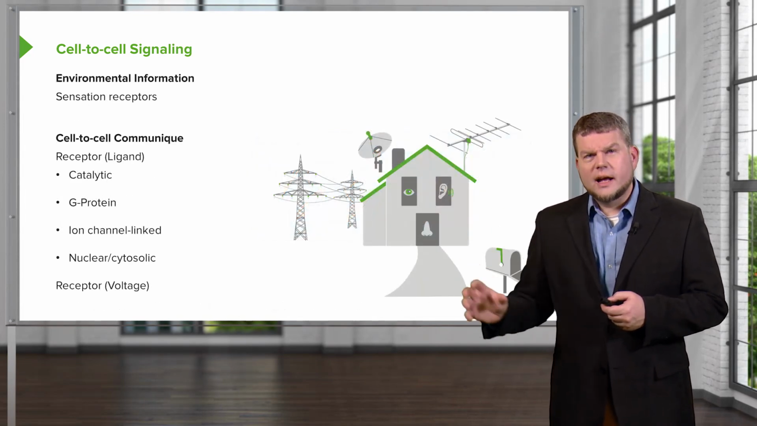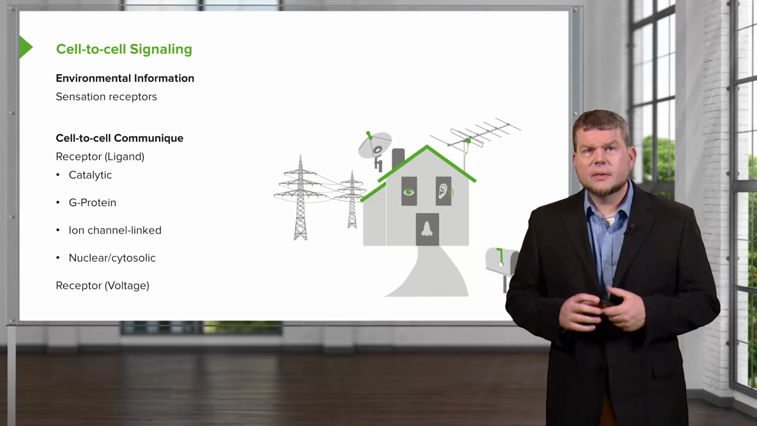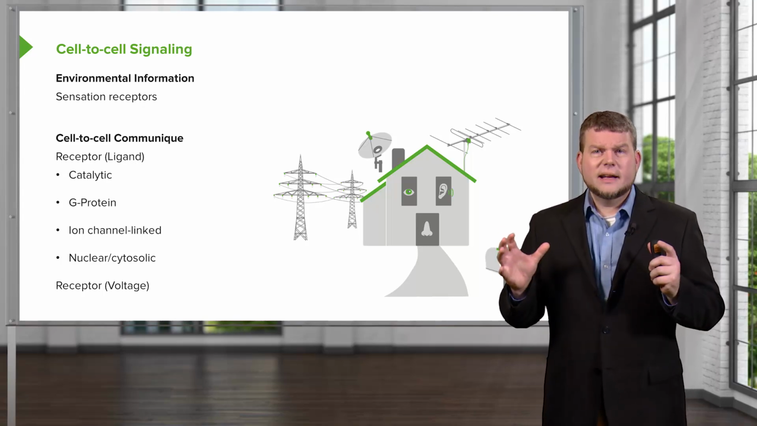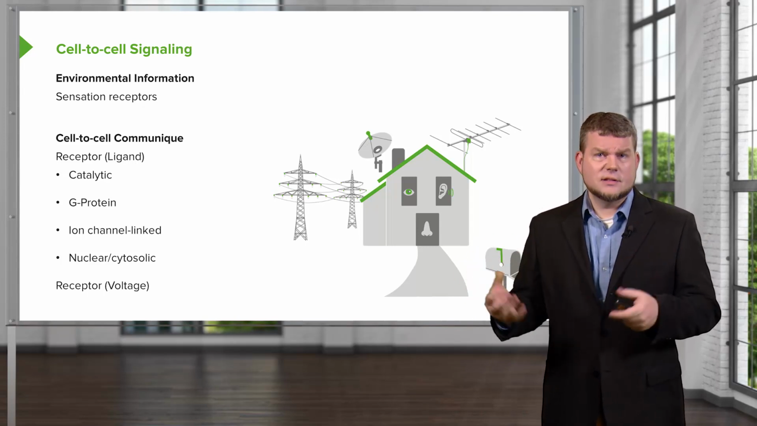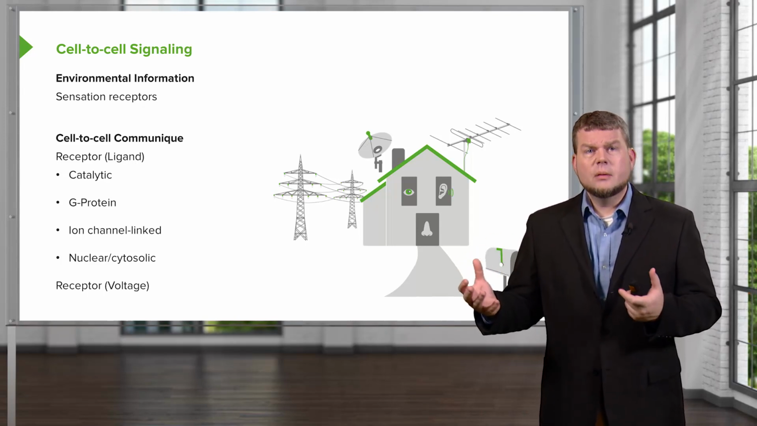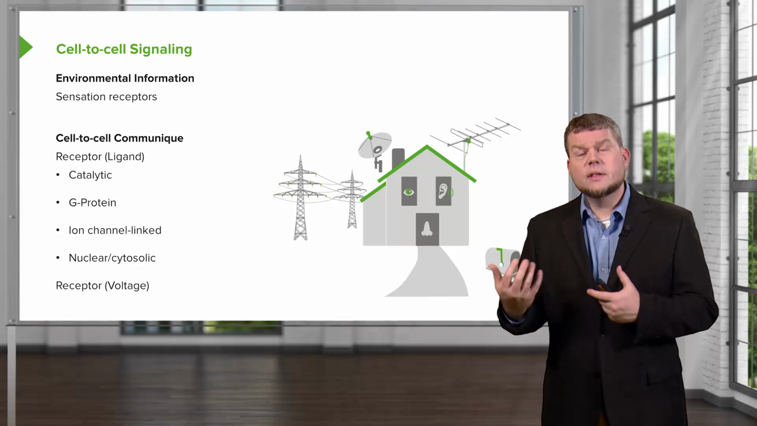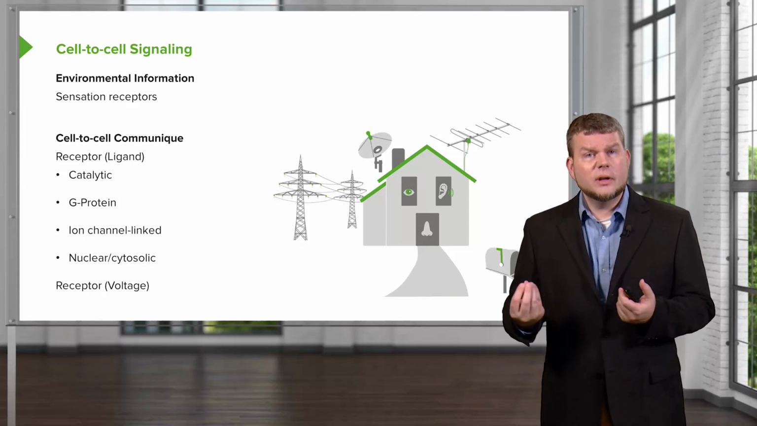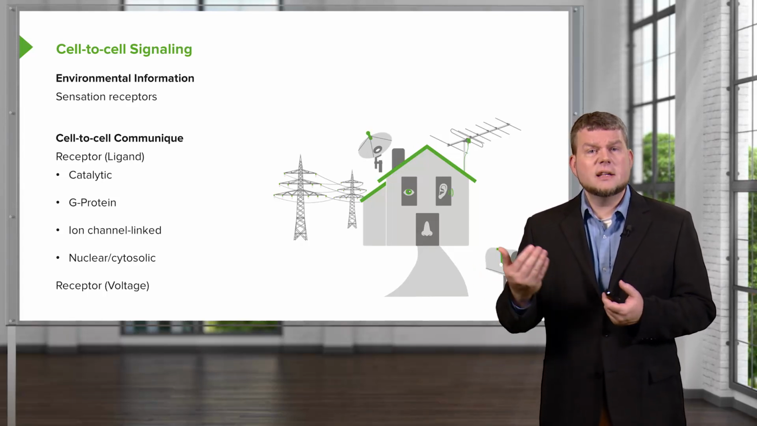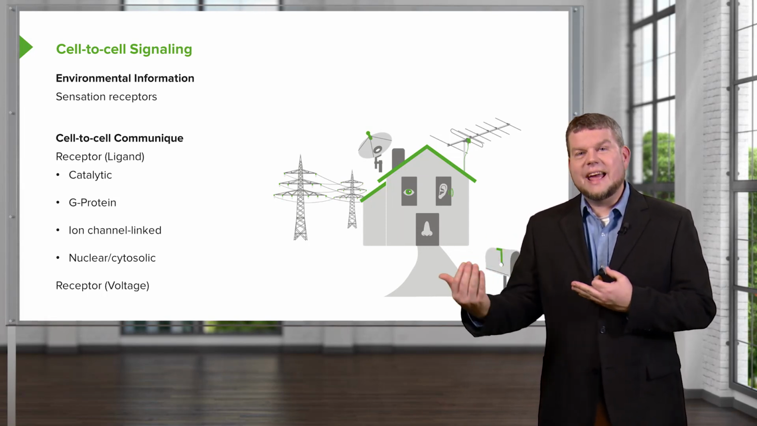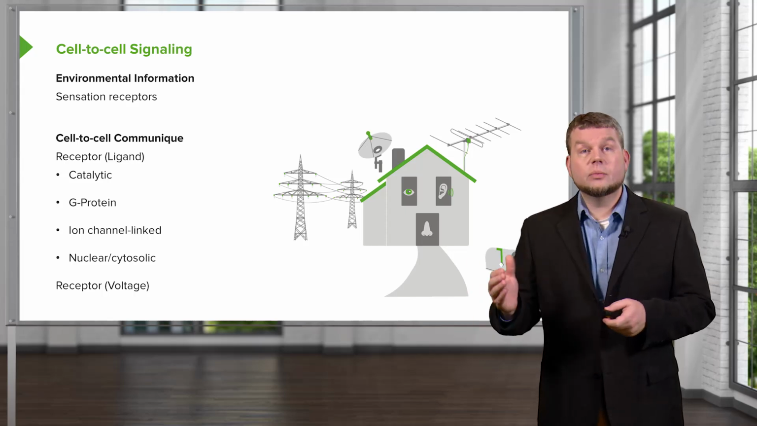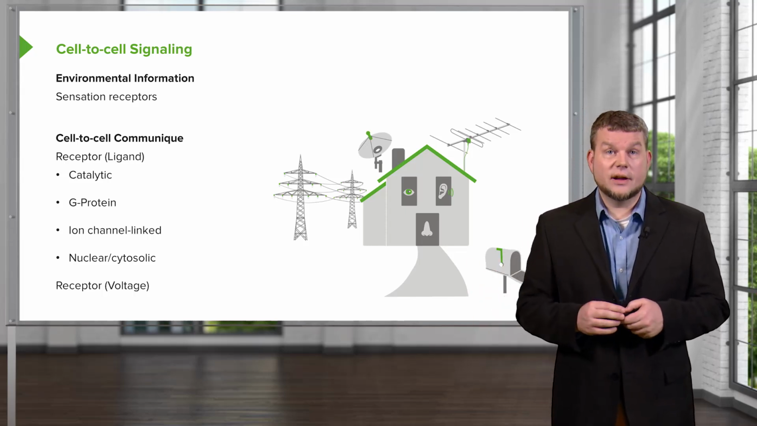So to summarize this cell-to-cell signaling, remember that you might have various receptors to sense external environments, such as light and sound, but you also need to have the cells within the body be able to communicate with each other and respond to ligands or voltages so that there can be an active and coordinated response to whatever is necessary in the environment.